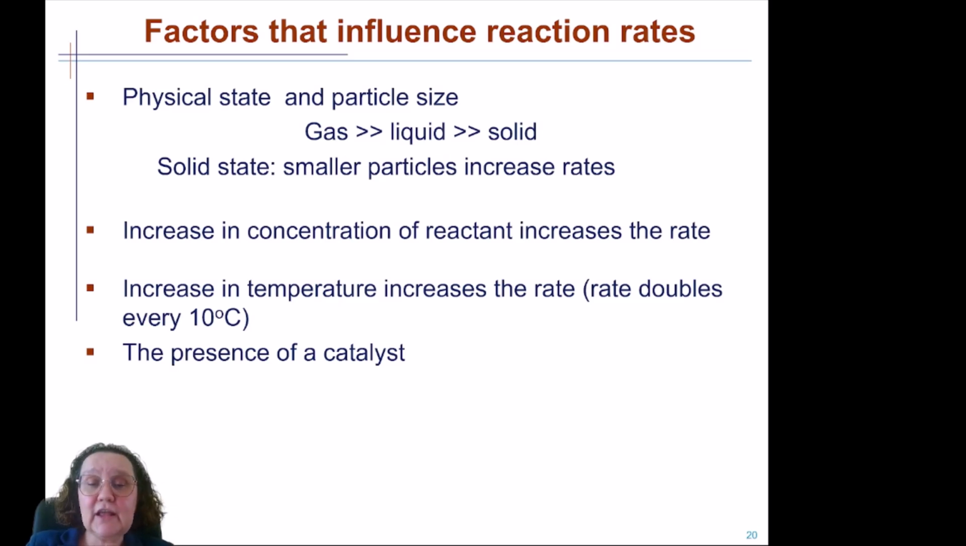And the next factor is the presence of a catalyst. A catalyst is a substance that is present in the reaction, but is not consumed. It's not a reagent. It's not a product. You add it, it enables the reaction to happen, but it does not get consumed. At the end of the reaction, you still have your catalyst. And that can have a huge influence on the reaction rate. We'll talk more about it in future slides.